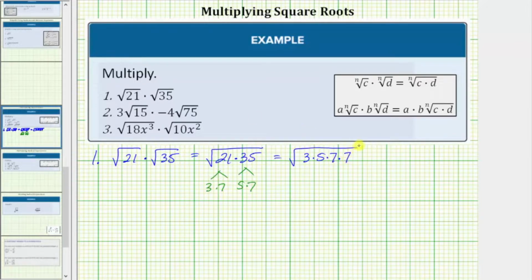Now that we have the prime factorization, we'll identify the perfect square factors. Every time we have two equal factors, we have a perfect square factor. And therefore 7 times 7 is a perfect square factor, and this will simplify. The square root of 7 times 7, or the square root of 7 squared, simplifies to 1 factor of 7, and therefore this simplifies to 7 square root 15.